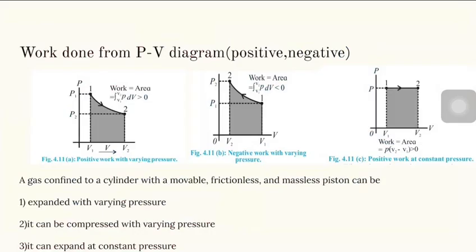Next is work done from PV diagrams. But what is a PV diagram? It is a graphical representation of the equation of state of a system. I guess we are already familiar with the equation of state, that is PV is equal to nRT, the thermodynamic state equation. We are only going to consider ideal gases. So all we need to remember is PV is equal to nRT, where R is a constant and n is the number of moles.